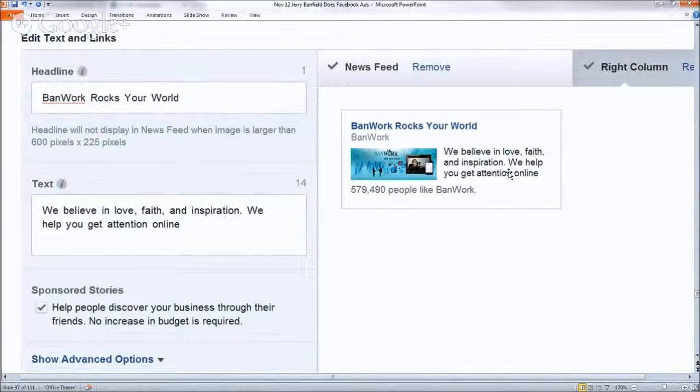For the text, you often want to put your value proposition. Once you get someone thinking about what you have to offer, then you want more of your value proposition in the text. The sponsored stories, I would generally recommend unchecking this option. The sponsored stories create an additional ad unit that specifically shows just that your friends like something. Often these will be a lot more expensive than a more generic ad. I recommend experimenting and seeing what works best for you.